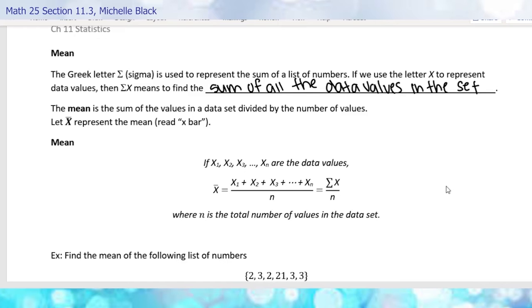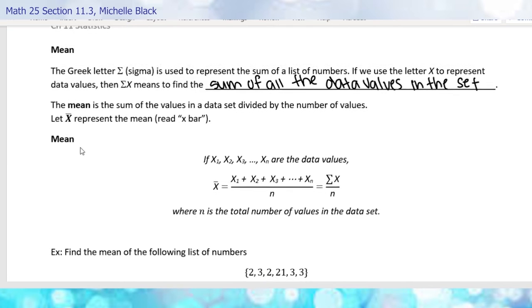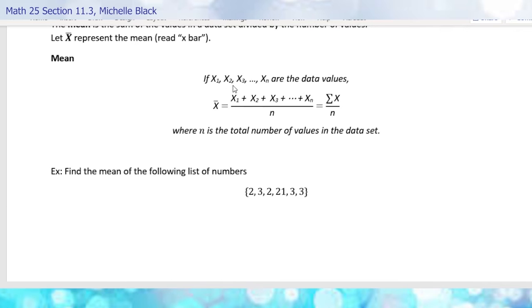The mean is the sum of the values in a dataset divided by the number of values. We let x bar represent the mean, so you would read this symbol as x bar. So to calculate the mean, if x1, x2, x sub 3 up through x sub n are the data values, then the mean, or x bar, is equal to x sub 1 plus x sub 2 all the way up to x sub n, divided by n. Or using sigma notation, sigma x means add up all those data values from your set and then divide by the total number of values in your data set.